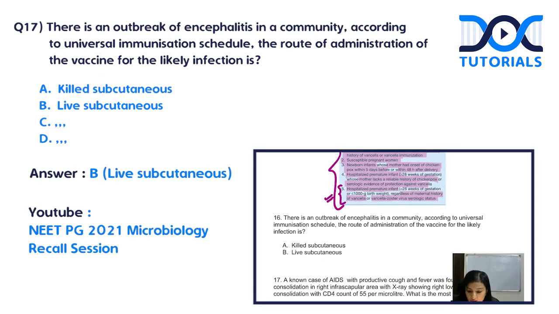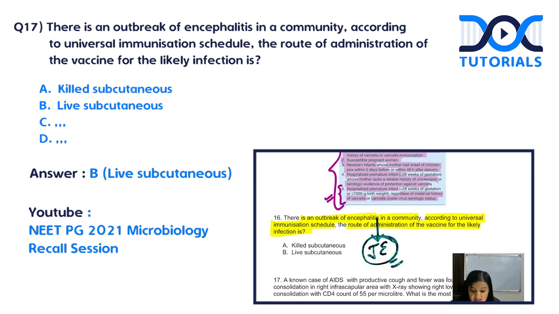There's an outbreak of encephalitis in a community. According to universal immunization schedule, the route of administration of the vaccine for the likely infection is, पहली बात तो outbreak of encephalitis in a community. What is the most common cause of epidemic encephalitis? ये मैंने again NEET PG में ही QRP में भी cover किया था. It is Japanese encephalitis. तो उसकी वैक्सीन के बारे में पूछ रहे हैं.